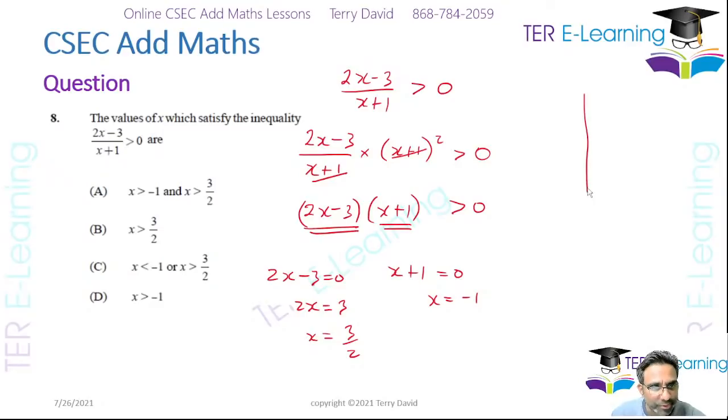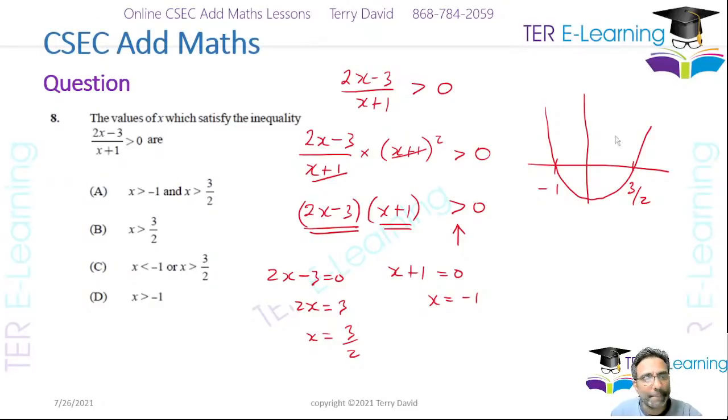So let's sketch this quadratic here. I'm going to put in those two values we just worked out: minus 1 and 3 over 2, which is 1.5. So that quadratic is going to look like this. However, we need to look at this inequality sign. It's a greater than sign. So what they are asking us is which part of the graph is above the x-axis. So it's this piece here.